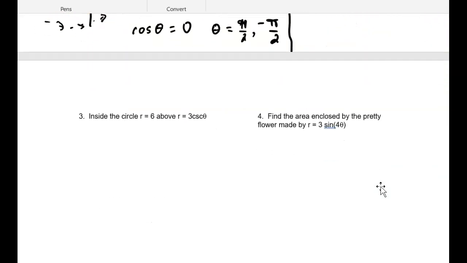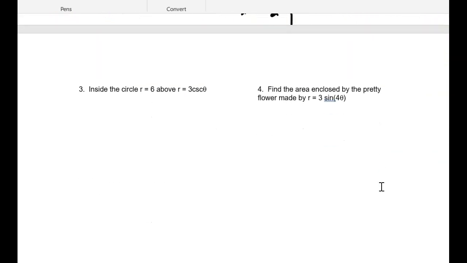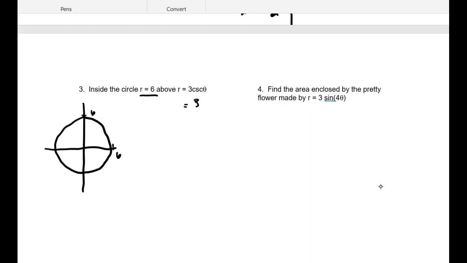Last couple, next page. This one we could actually graph without our calculator. You could use it if you wanted, but if we understand some of these conversions that we need to know, we have the circle with a radius of 6. So this is up here at 6, this is 6. If we went ahead and divided over that cosine, what we would end up with is 3 is equal to r sine of theta. That's just a different way of writing that equation.